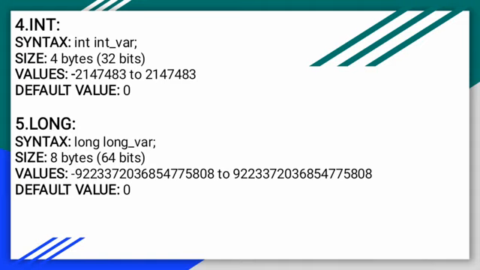Next we are going to discuss about long data type. Its syntax is long space long variable. Its size is 8 bytes, that is 64 bits. So it can store huge data. It takes values from negative 9223372036854775808, pretty much like two phone numbers. It's too long.